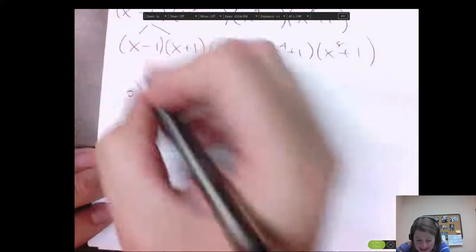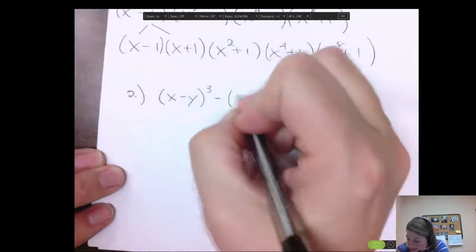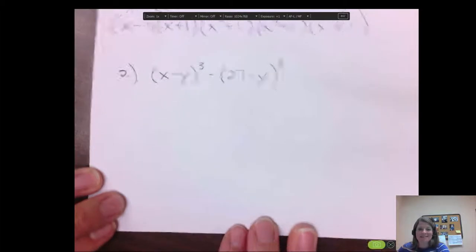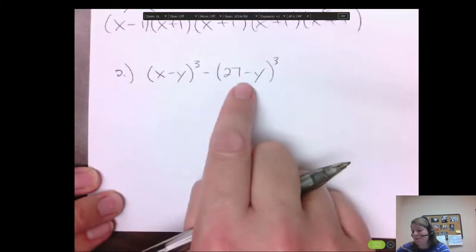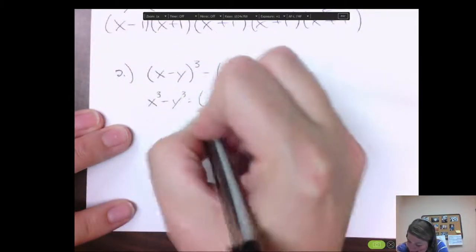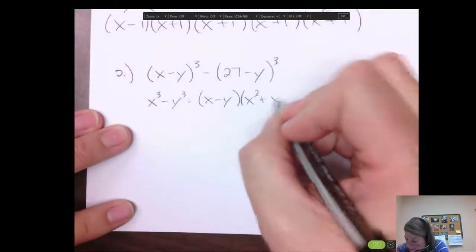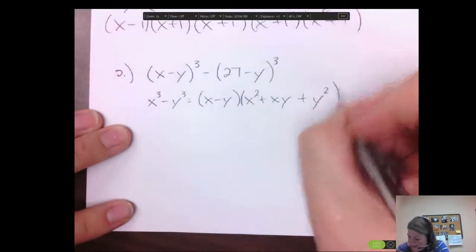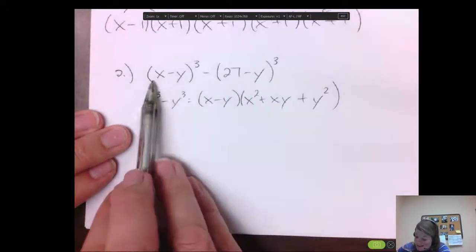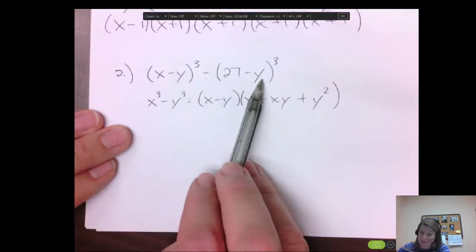So what if I have x minus y to the 3rd minus 27 minus y to the 3rd? Okay, these are both cubics. There's our x, there's our y for our formula. Remember, the cubic says x to the 3rd minus y to the 3rd is equal to x minus y times x squared plus xy plus y squared. So what we do is we figure out what x and y are, and then we put them into the formula. Well, x is x minus y, and y is 27 minus y, so it's actually super duper ugly.